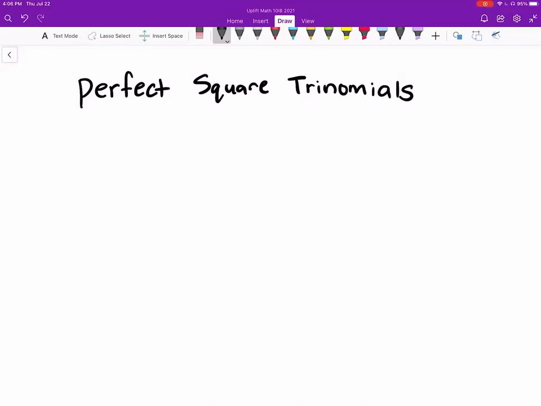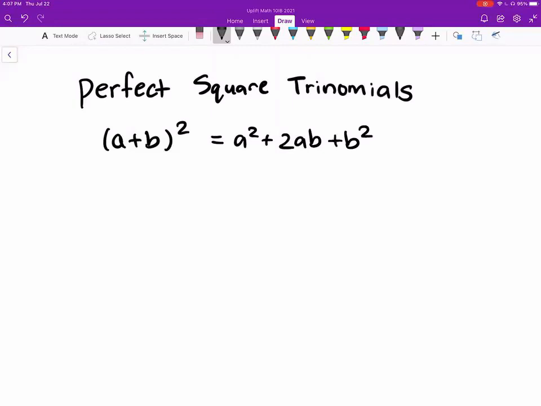Let's write it out. So we have a plus b squared. And what we can do is that we can FOIL this out. So in the end, we get a squared plus ab plus ab plus b squared. And it just simplifies down into a squared plus 2ab plus b squared. So we can actually use this to easily expand and factor any trinomial that is in the form of a plus b squared.